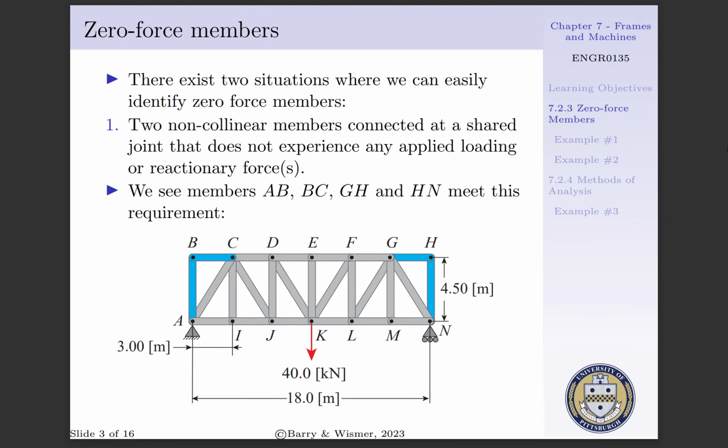To begin, we will discuss zero-force members. There are two situations where we can easily identify zero-force members by inspection. The first situation is when we have two non-collinear members connected at a shared joint that does not experience any loading or reactionary forces. In the image below, we can see members AB and BC are non-collinear and share a joint B, as well as members GH and HN, which are non-collinear and share a joint H. At these joints, there are no reactionary forces as well as no applied loads. Thus, these members are zero-force members.